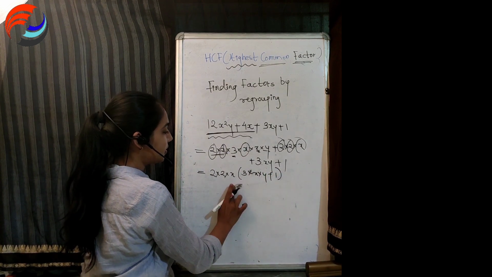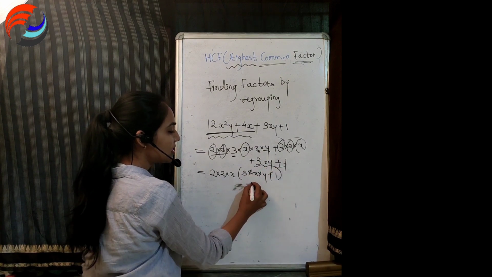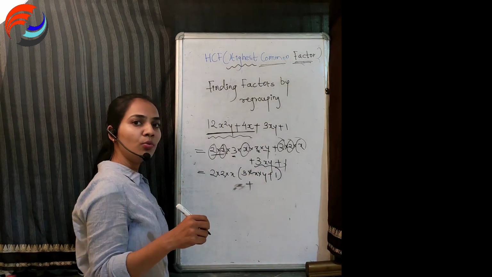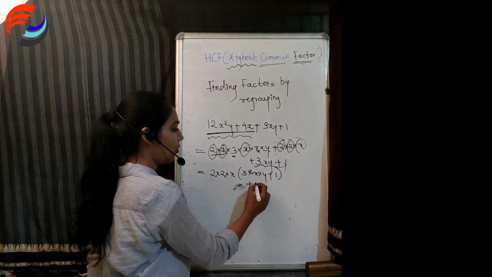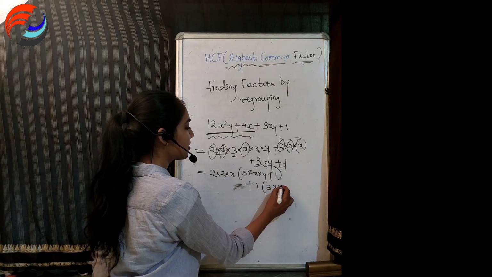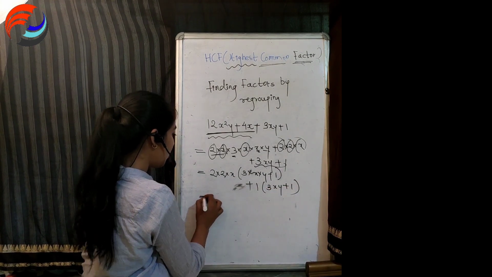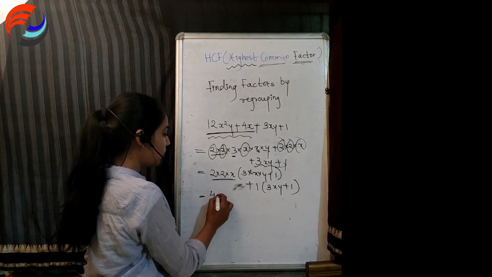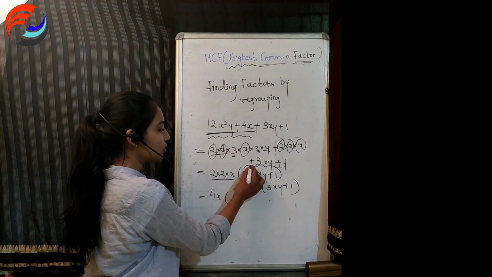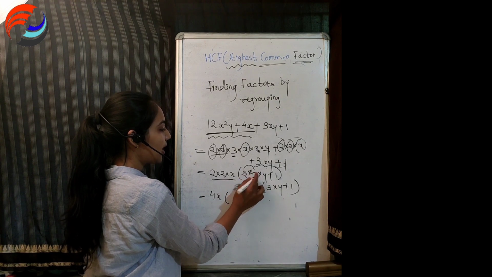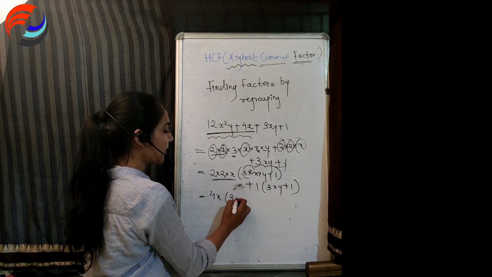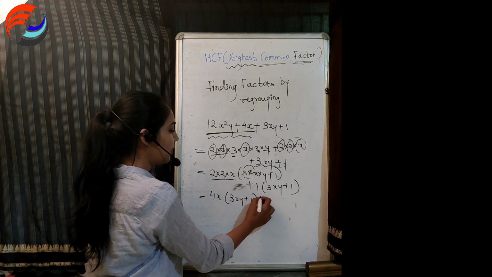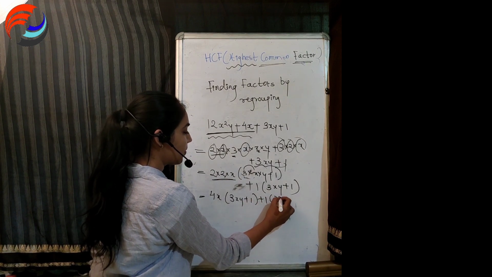Now in both these terms there is nothing common, so we can do one thing. We can take 1 outside. So 1 times 3xy plus 1. Now take the multiplication. 2 multiply x is 4x. And 3 multiply x is 3x, multiplied by 3xy plus 1, plus 1 times 3xy.